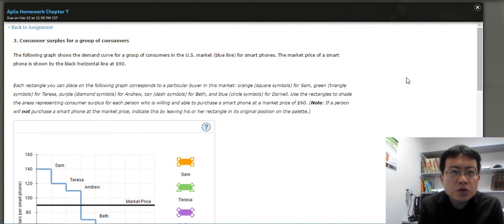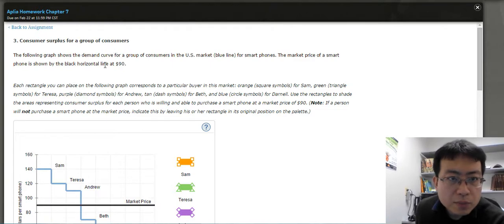Class. In this video, I'll show you how to do number 3 on your chapter 7 homework. So this is another question about consumer surplus. The following graph shows the demand curve for a group of consumers in the U.S. marketplace for smartphones. The market price for a smartphone is shown by the black horizontal line at $90.